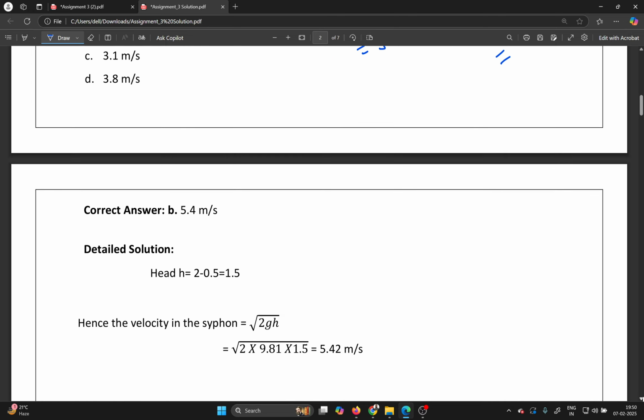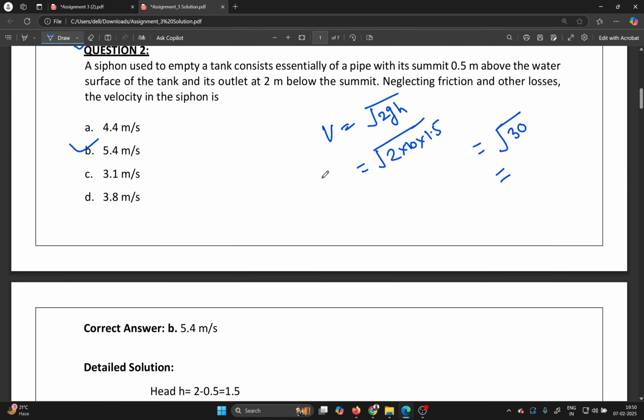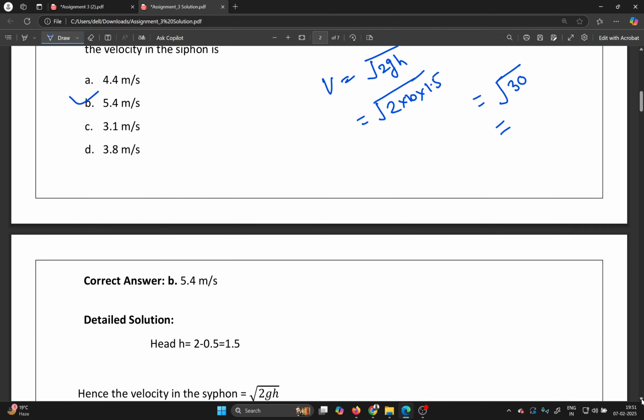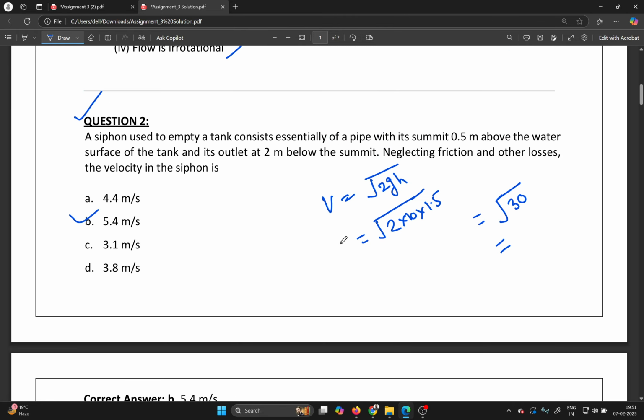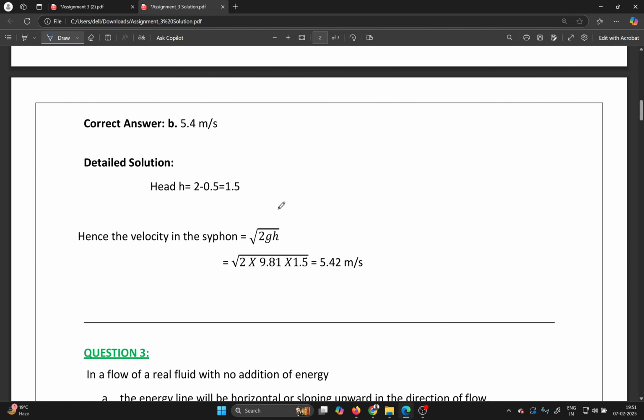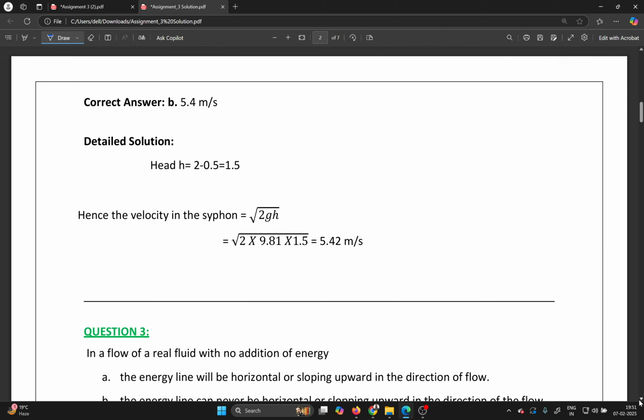So everyone got it. If you're not able to understand why I have written here root 2gh, please go through the video whatever I will upload. It may be after 2 hours you may access the video. Now we'll move on to the next question, because previously I solved this question very conceptually by applying Bernoulli's equation and all. For time being we'll move on, because we have lots of questions.